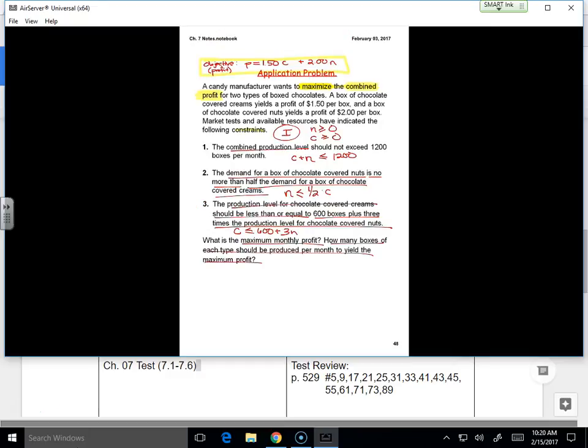How do we tackle this? We have all the pieces. We can't plug it in until we sketch. Remember our 3 steps: sketch it, find the vertices, plug them in, find the one that wins. How do we sketch?